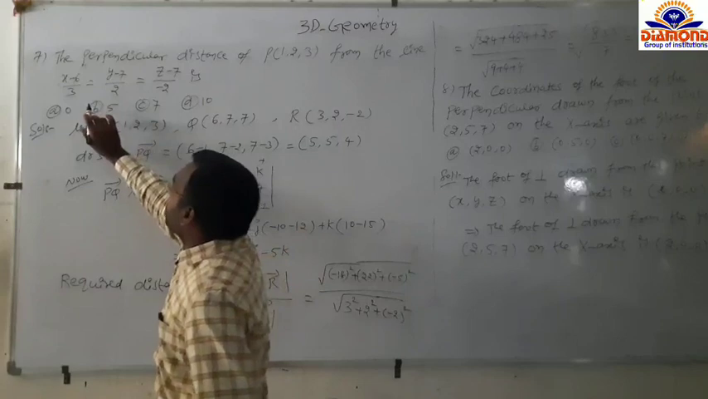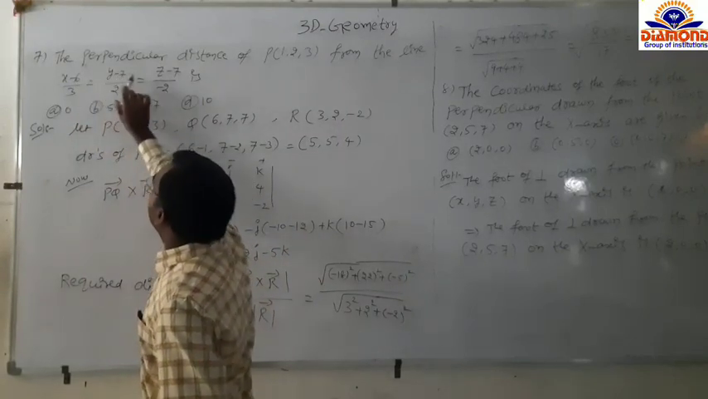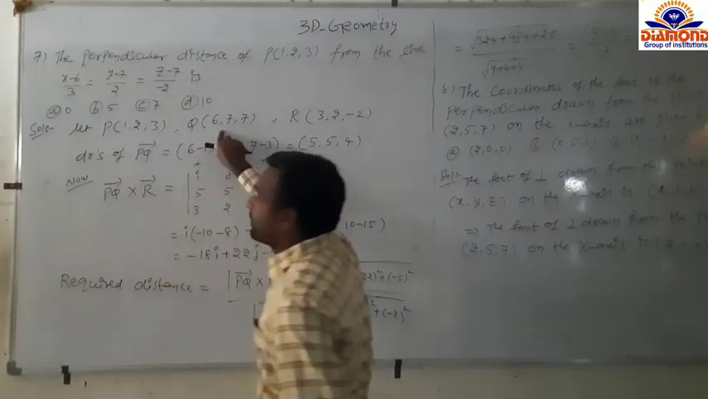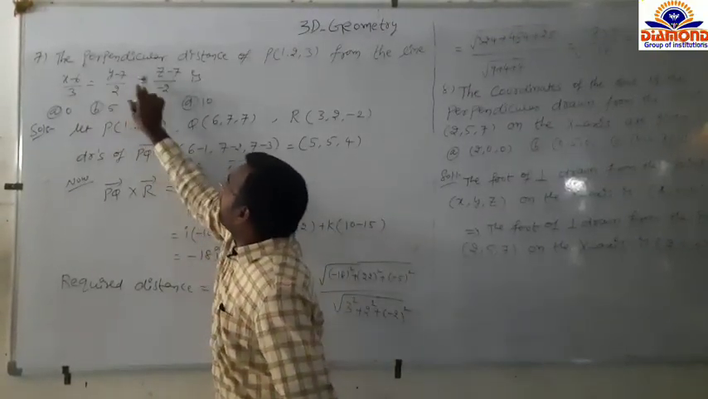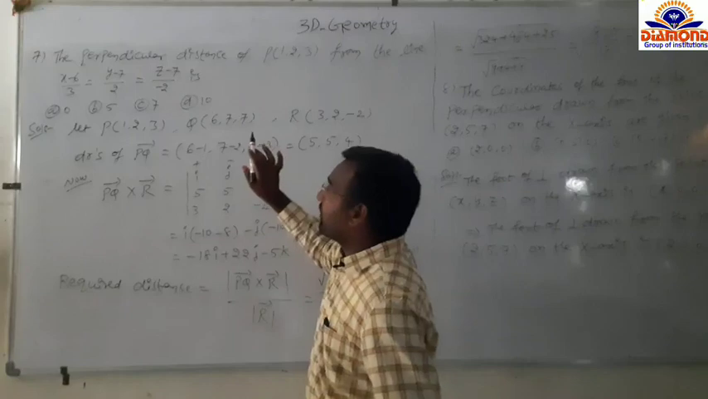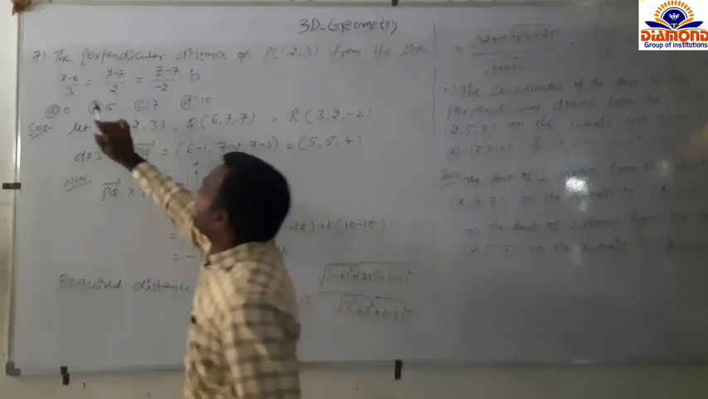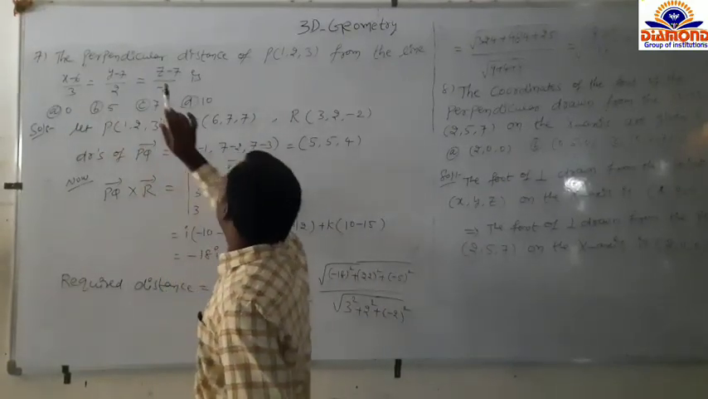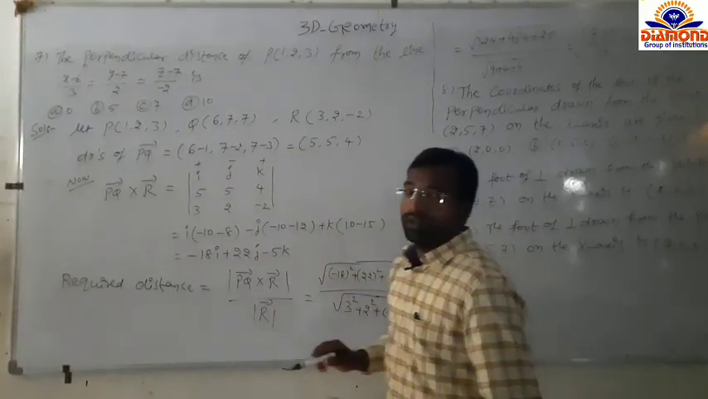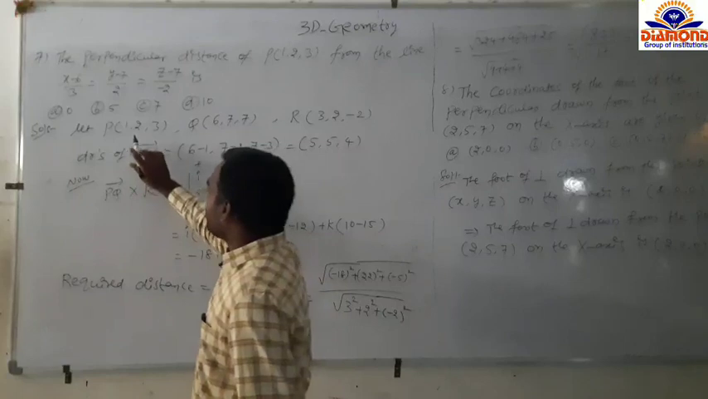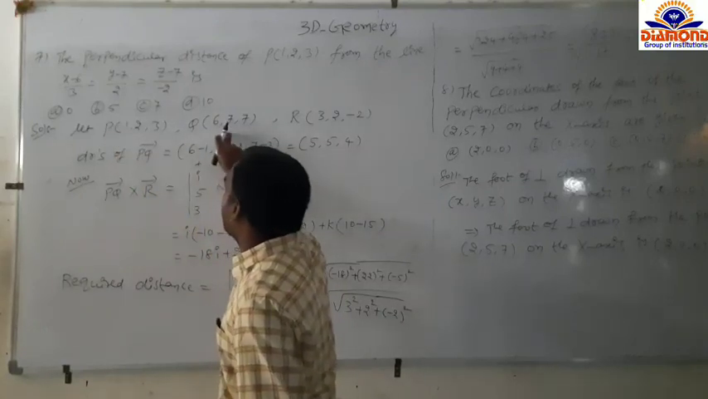So the line passing point is 6, 7, 7, take that as Q. Next, the DRs ABC, 3, 2, minus 2, take as R. First find the DRs of PQ, because this is also a point.